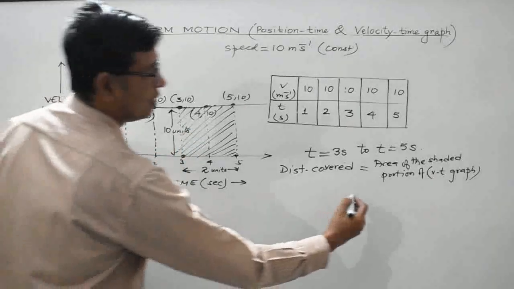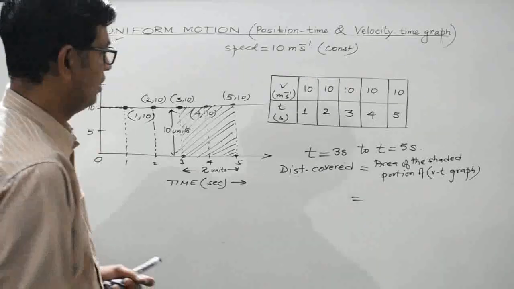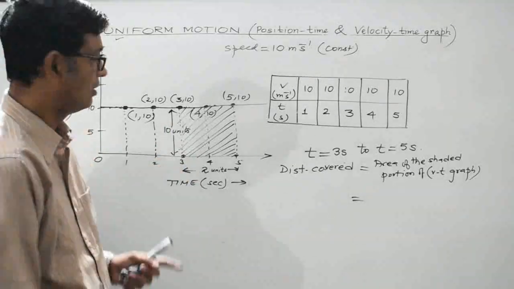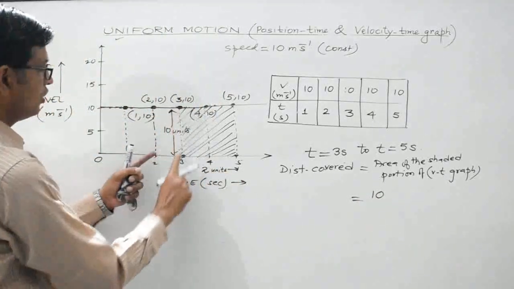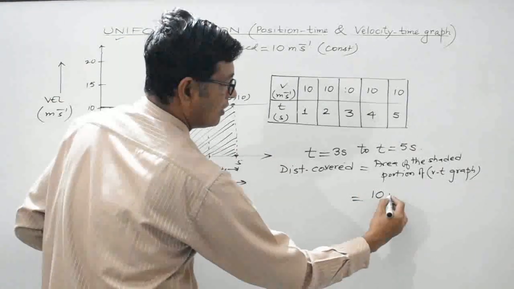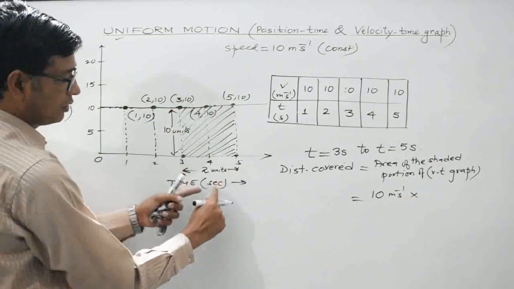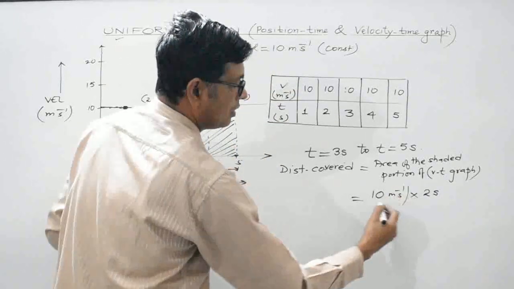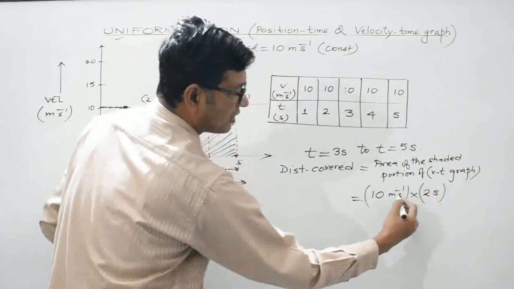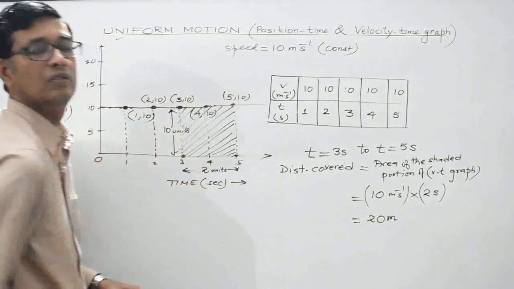Okay. Area. It's in the form of a square, rectangle, whatever. So its formula is length into breadth. So 10 into 2, 10. What will be its unit? 10, it's in meter per second. Over here, it's 2 units. Unit is second, right? Second per second get cancelled. What do you get? 20 meters.